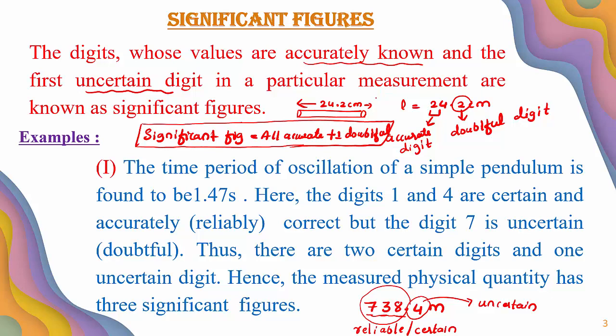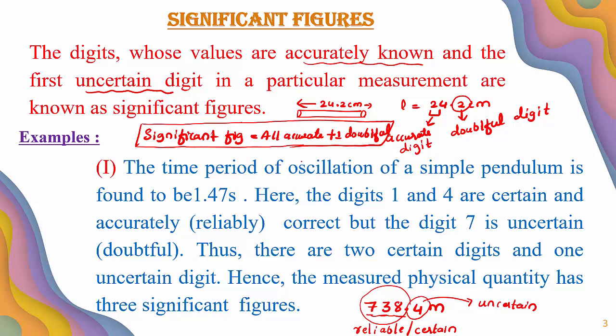What are significant figures? The digits whose values are accurately known. That means we have to consider all accurate digits plus the first uncertain or doubtful digit in a particular measurement. These are known as significant figures. Is it clear? Here one example is given.